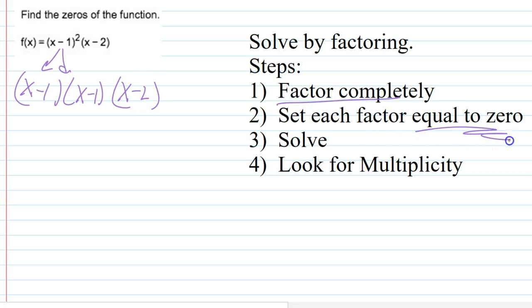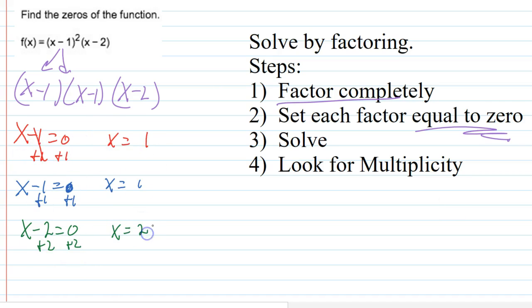Now, set each factor equal to 0. And when I say equal to 0, I simply mean write it equal to 0. That gives us x minus 1 is equal to 0. Another x minus 1 is equal to 0, and an x minus 2 is equal to 0. Now, most of you probably solved this in your sleep. We're going to add the 1 to the other side, and then we'll add the 2 to the other side. That gives us 3 answers, x equals 1, x equals 1, and x equals 2.